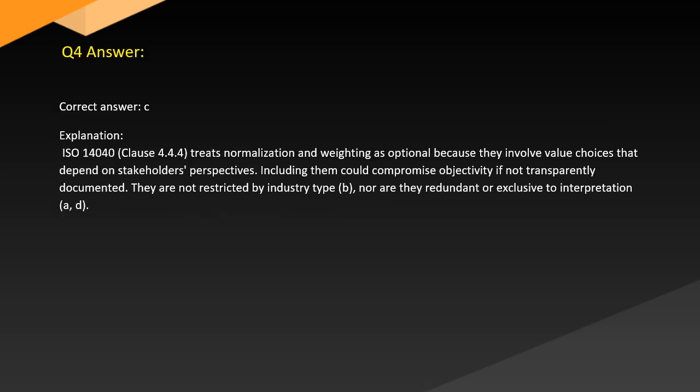Answer. Correct answer: C. Explanation. ISO 14040 Clause 4.4.4 treats normalization and weighting as optional because they involve value choices that depend on stakeholders' perspectives. Including them could compromise objectivity if not transparently documented. They are not restricted by industry type, A. Nor are they redundant or exclusive to interpretation, B and D.